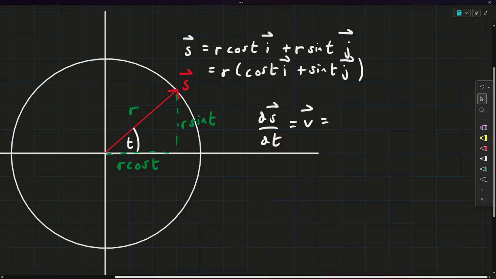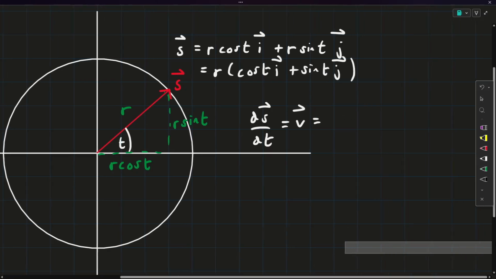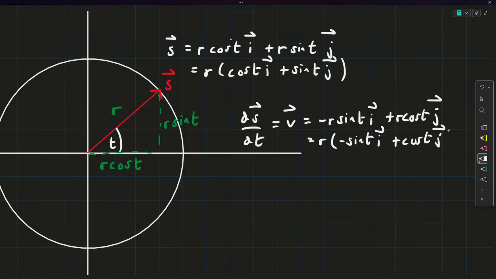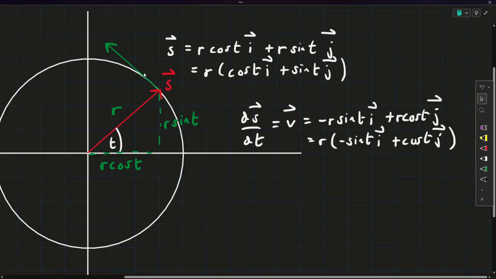And then the way we can differentiate this is just differentiate each part individually. So r cos t becomes minus r sine t in the i direction, and we'll have plus r cos t in the j direction. And you can factor out an r if you want, and you'll have minus sine t in the i direction plus cos t in the j direction. Now you can use a dot product calculation to figure out that this is perpendicular to the displacement vector, and that should make sense because we're moving along the circle, so the direction we're moving is along the circle.